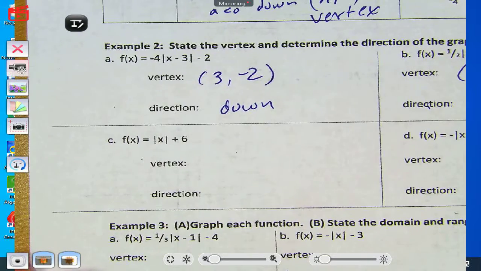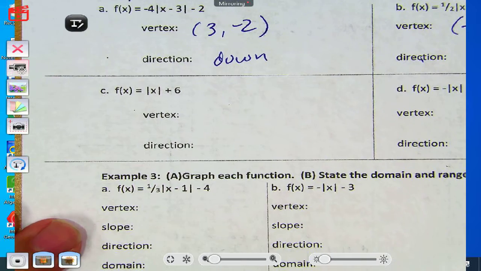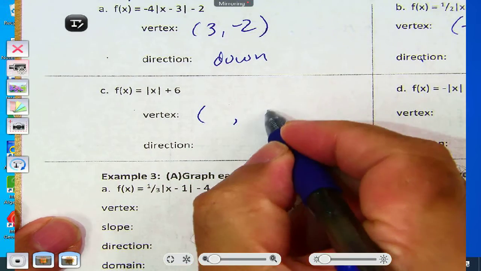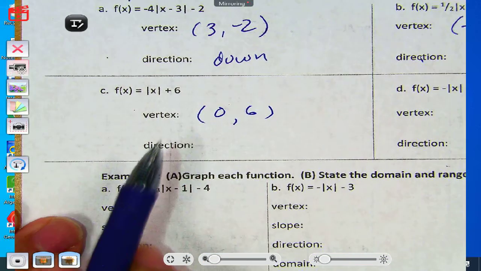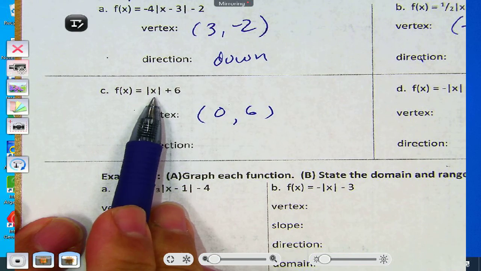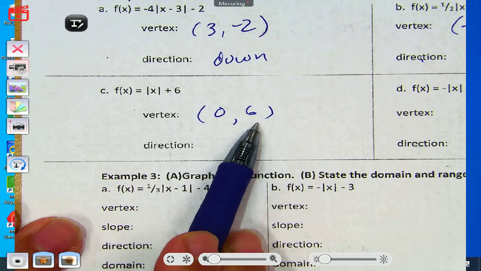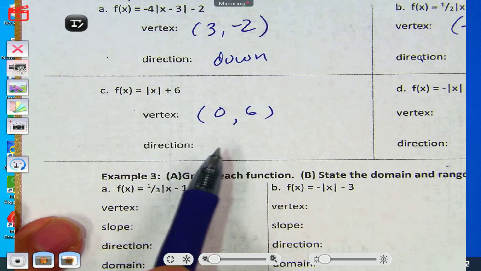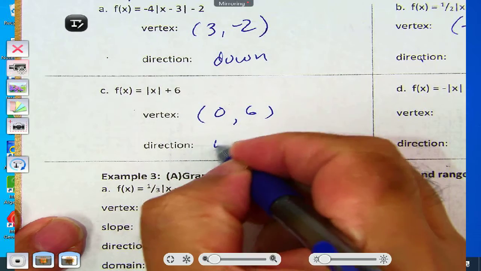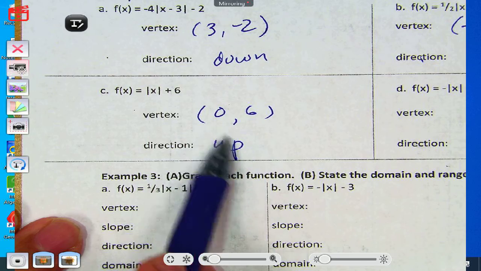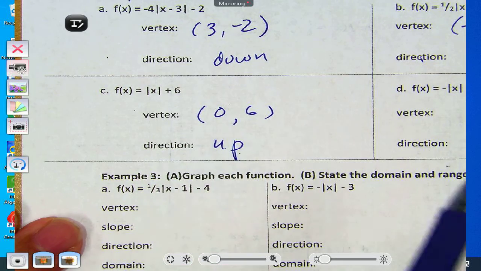C. Okay. So what's the vertex of this one? 0, 6. There's nothing being added inside, so that's where the 0 comes from. And then you have a plus 6 outside, so that's where the 6 is. Which direction does it go? Up, right? In front is a positive 1, so it's opening upward.